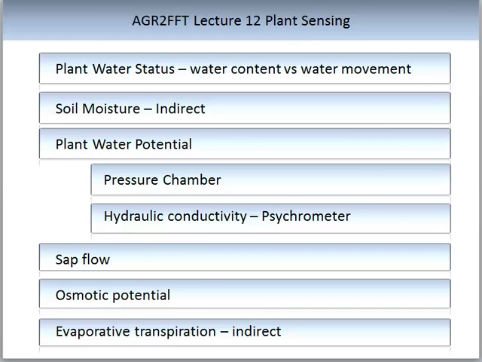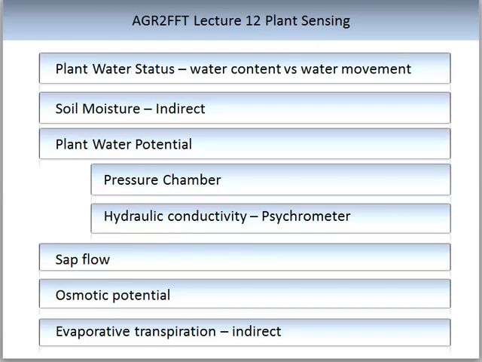Soil moisture can indicate if there is water available to the plant, but it doesn't necessarily tell you if the plant has water. The relationship holds true often. Plant water potential is a measurement that gives you an indication of how much water is available for use in the plant. This is different from total plant water content. Typically, there are two methods of sensing plant water potential, that of a pressure chamber or that of hydraulic conductivity with a commercial product such as a psychrometer.